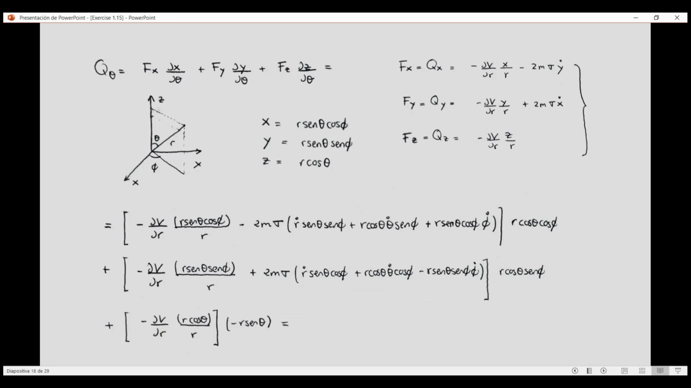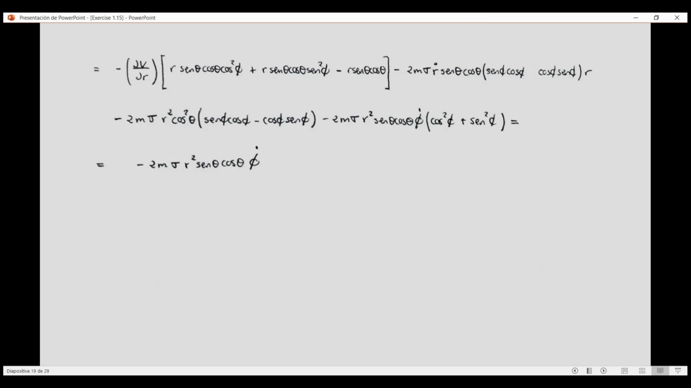The calculation of q theta is exactly the same. The only thing that changes are the derivatives of the Cartesian coordinates with respect to the angle. After some algebra, we arrive at the same expression for q theta we obtained from the potential, which was minus 2m sigma r squared sine of theta cosine of theta phi dot.